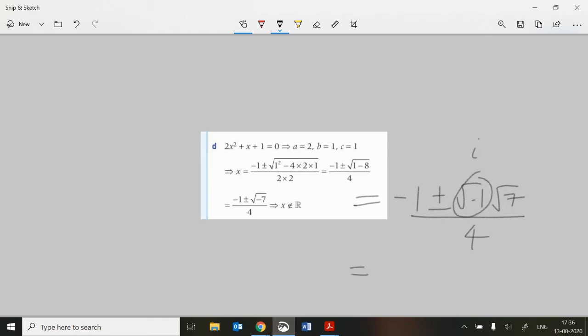So then we can say our 2 solutions are minus 1 plus or minus square root of 7i, or i times the square root of 7, divided by 4. There's our 2 complex roots. That's leading to our fundamental theorem of algebra, which is turning up later.